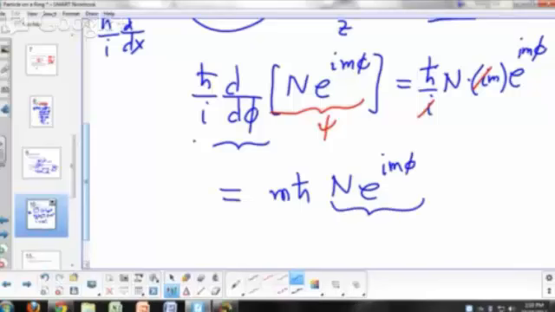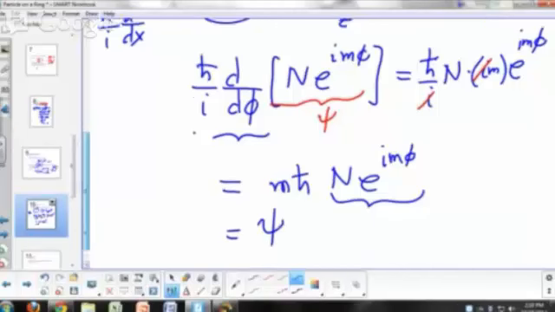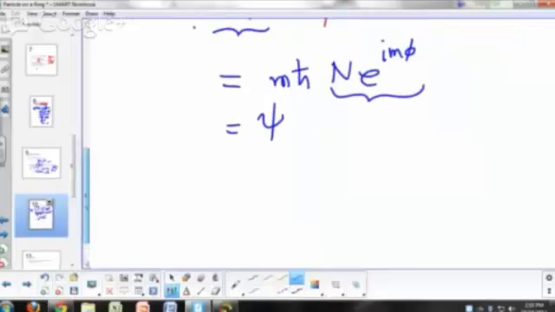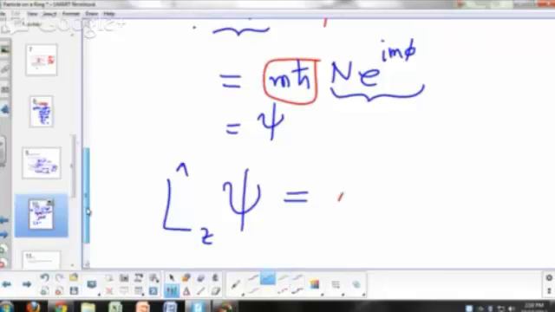But what is this expression right here? That's just your psi. So what did we just show? We showed that Lz hat operating on psi gives you back a constant, m h bar, times the original function, which is psi. So we say that psi is an eigenfunction of Lz, and so the z component of the angular momentum of your particle is well defined. It's equal to m h bar. Okay? So here's a quick follow-up question for that.